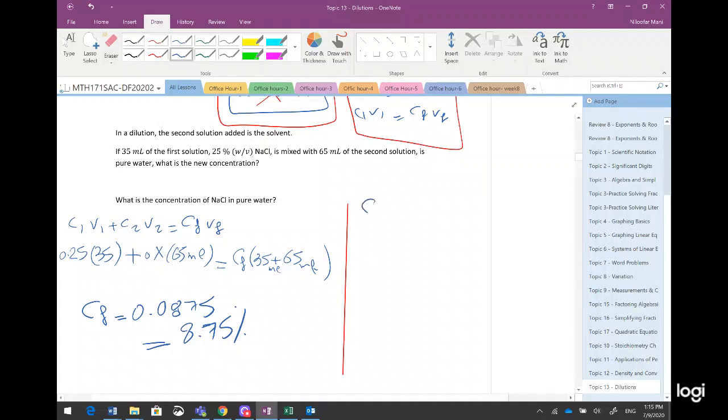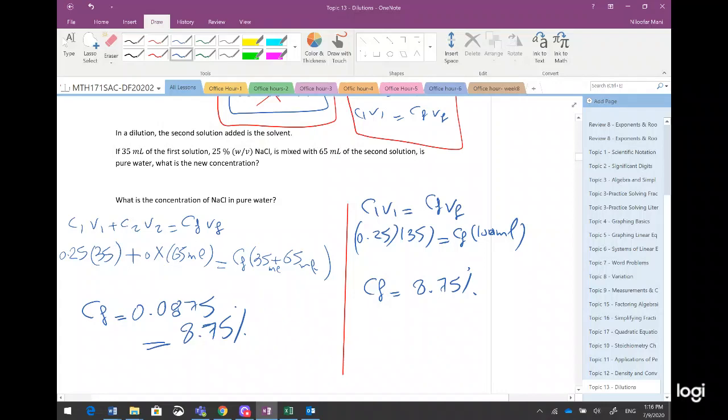So the other formula is C1 V1 equals C final V final, or C2 V2. But you just have to know what is the meaning of each symbol. So C1 is 0.25 multiplied by 35 equals, and this one is V final, which is 100 milliliter. And that's the same answer. So C final, the new concentration, is this one. So you have to know both formulas.